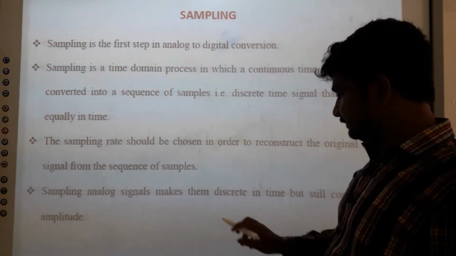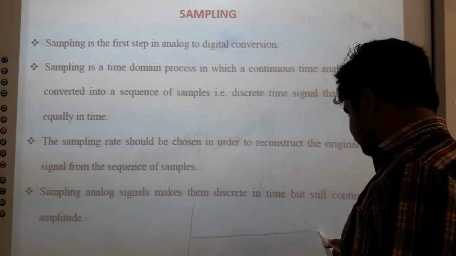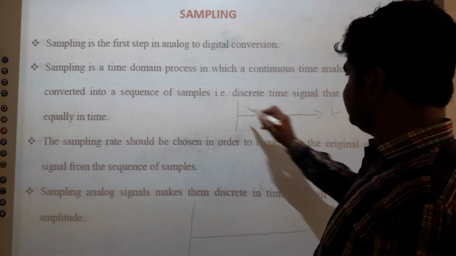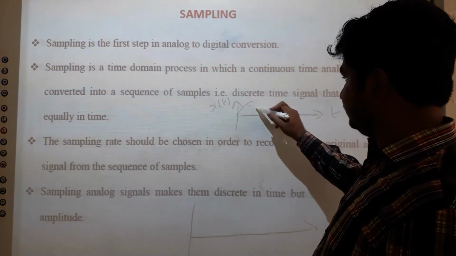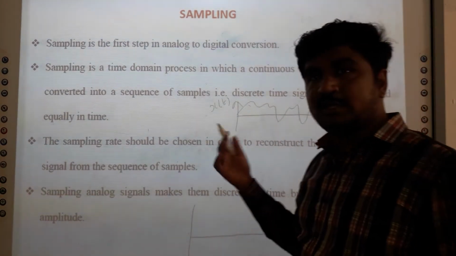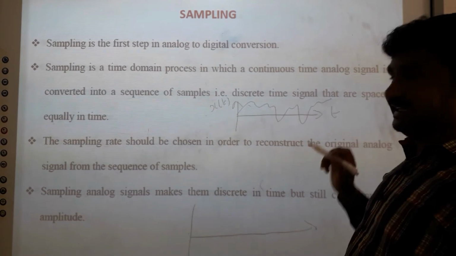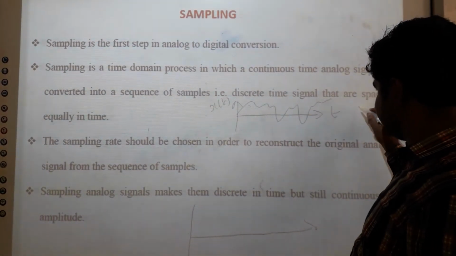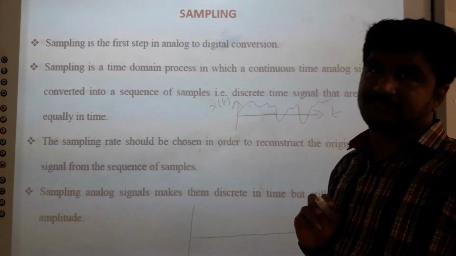For example, let us consider an analog signal. Let me assume it as a voice signal. This is continuous in nature. Continuous in nature means it is continuous in amplitude as well as continuous on the time axis.